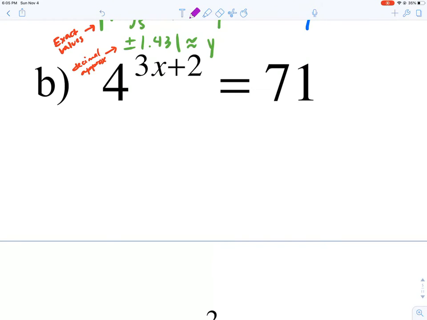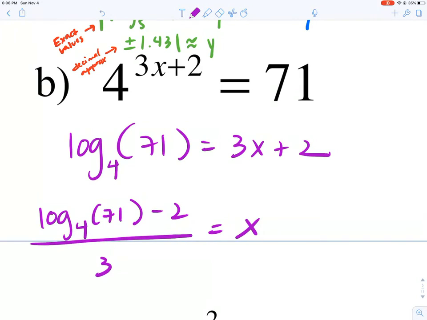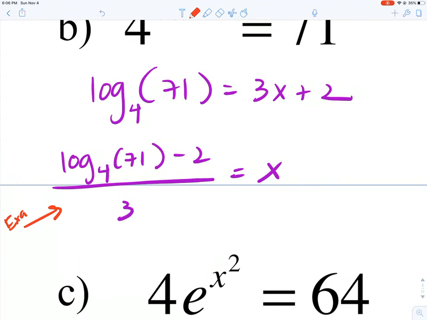So for this next equation, we're trying to solve for x, so log base 4 of 71 is equal to 3x plus 2, right? 4 to that power equals 71. Okay, so log base 4 of 71 is just a number. So we need to finish isolating x. We can subtract by 2 and divide by 3. This is our exact solution. This is the exact value. So I need to see that. Now, if you took the log of each side of the equation, your exact value might look slightly different than mine. That's fine.